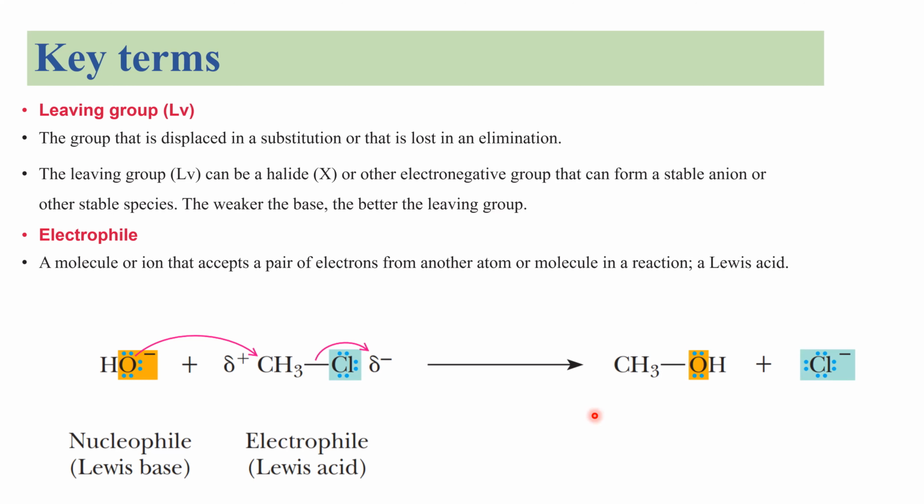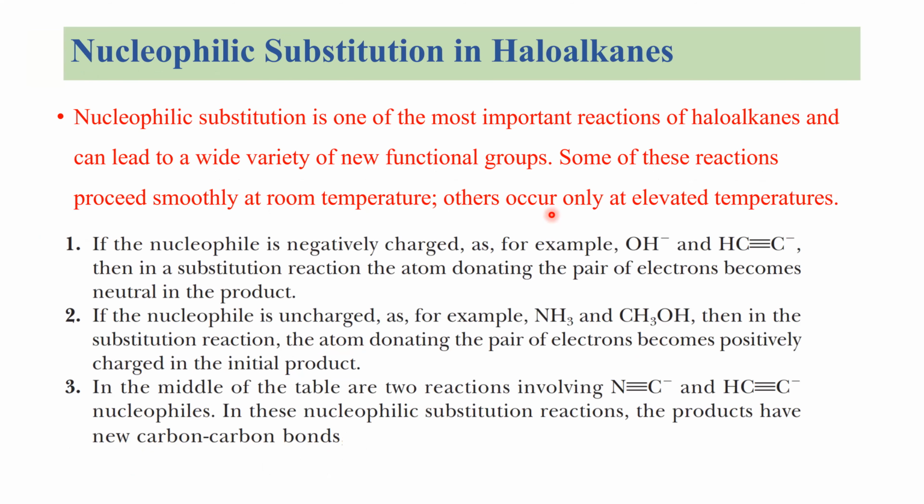Now, the leaving group can be a halide X or another electronegative group that can form a stable anion or other stable species. The weaker the base, the better the leaving group. If the base is stronger, it has stronger basicity and is a very strong nucleophile, right? So if the base is weaker, the leaving group is better.